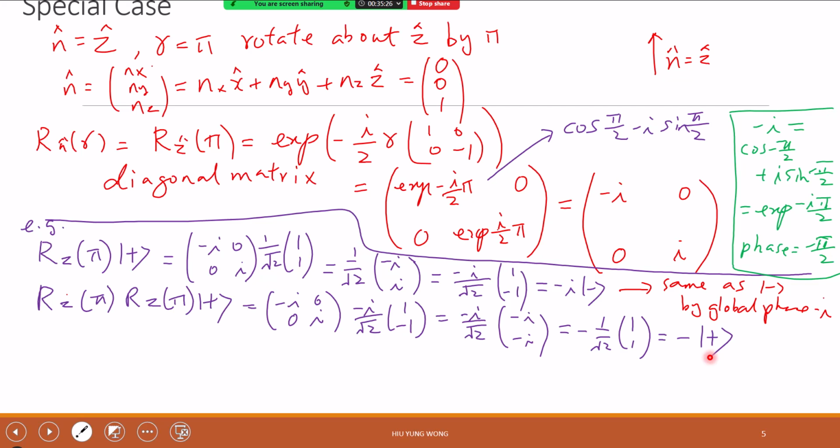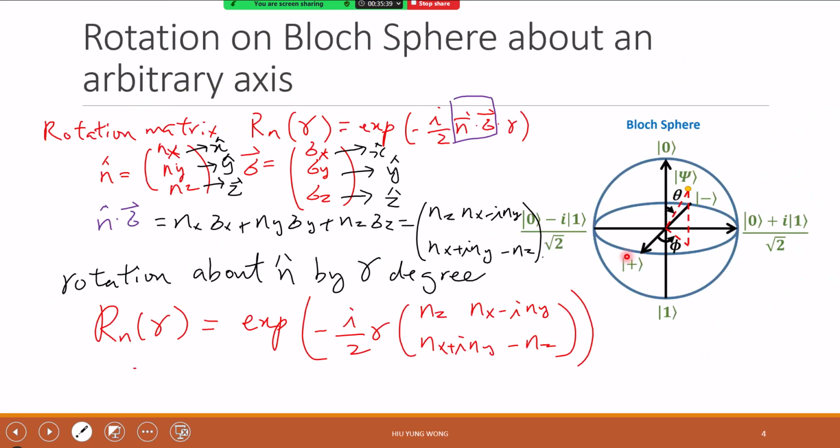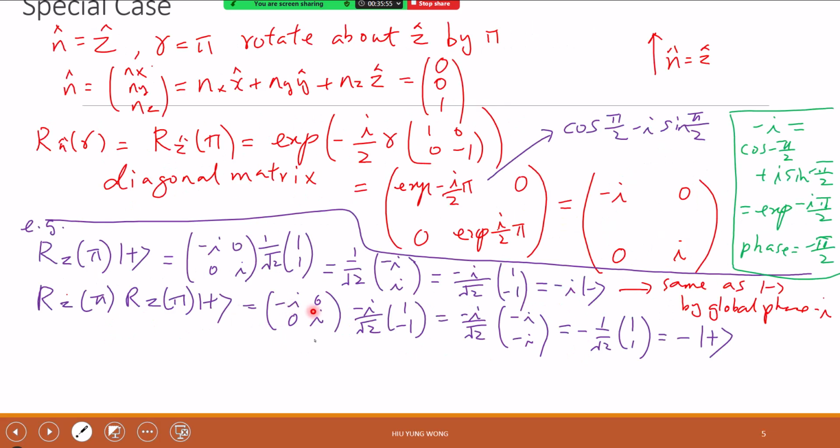Okay, first of all, that is strange. I rotate by 360 degrees. I actually don't go back to plus. I got negative plus. Now, first of all, is this wrong? It is not. Again, from the Bloch sphere, I rotate by pi, it goes to minus. By another pi, it goes to plus. But the Bloch sphere does not tell us the phase. The full mathematics tells us that you don't go back to your original state by rotating 360 degrees. You go to negative plus.